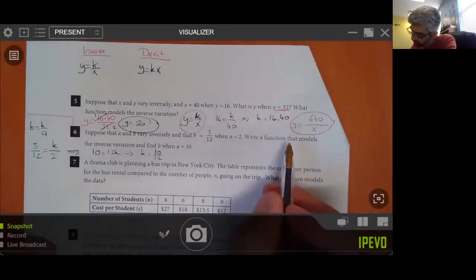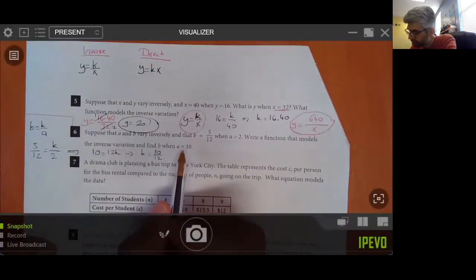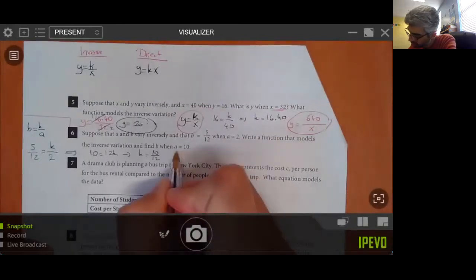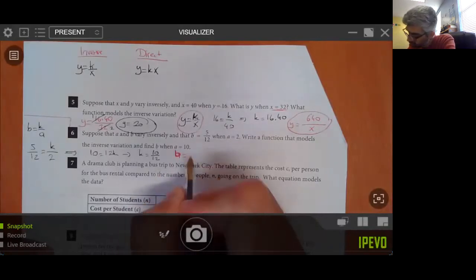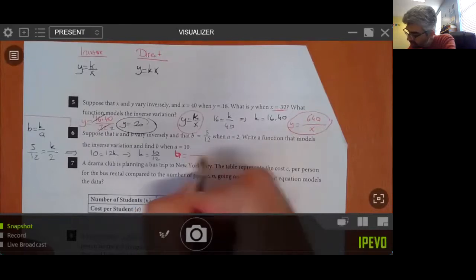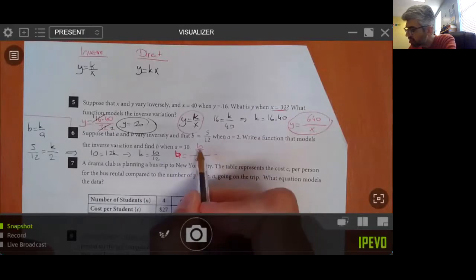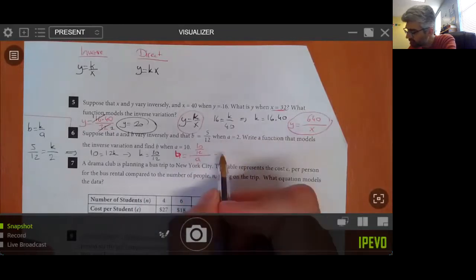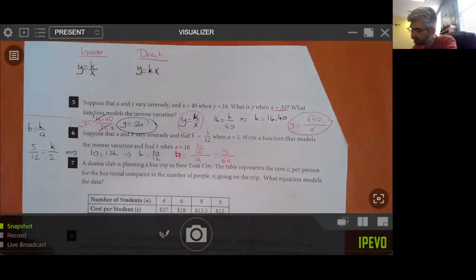Write a function that models the inverse variation and find B when A is 10. In this case, the function is B, not Y. It's given because A and B. B equals K over A, right? So K is 10 over 12. I write 10 over 12 over A. And what does it mean, guys? I can simplify 10 over 12. It is 5 over 6. So B equals 5 over 6A. This is the model.